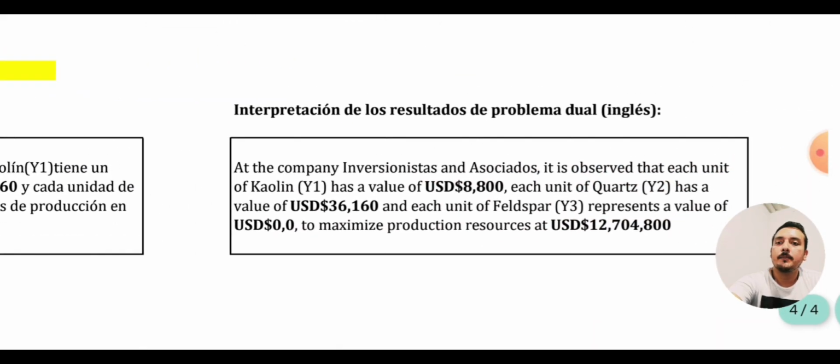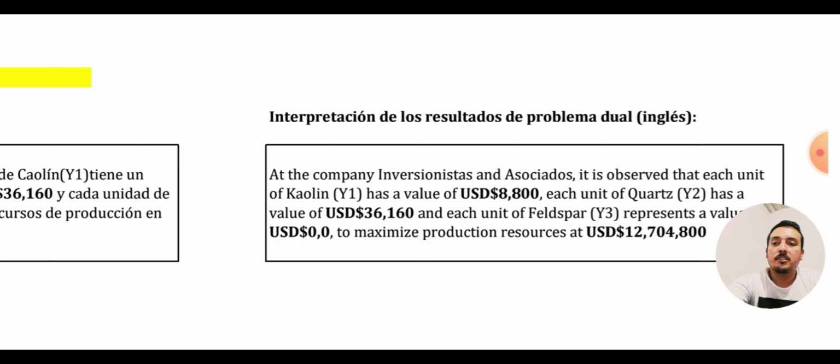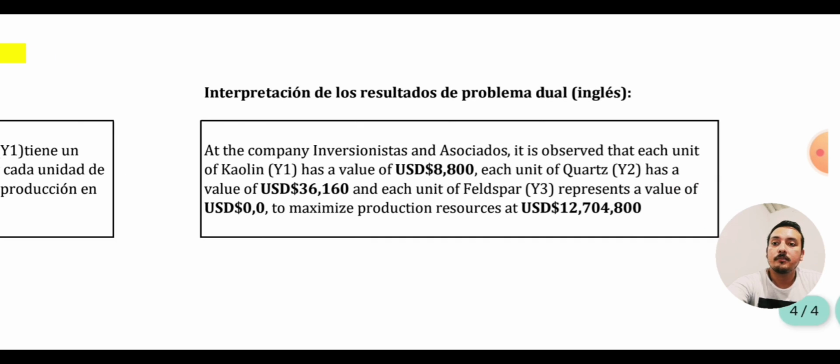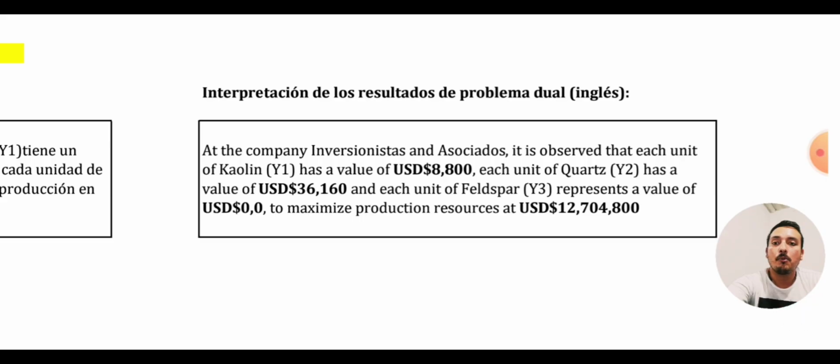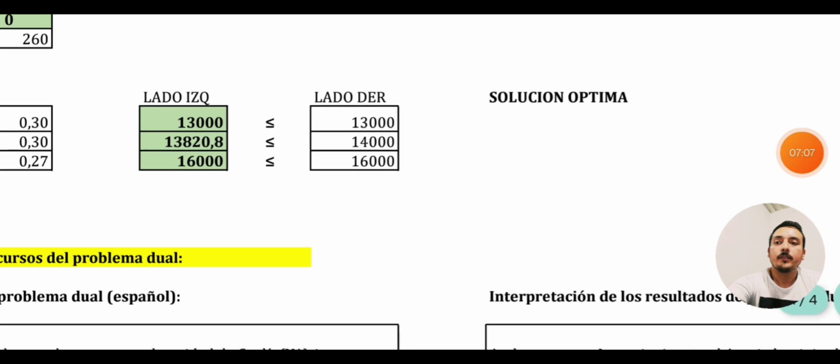For the company Inversionistas y Asociados, it's observed that each unit of kaolin Y1 has a value of $1,000, each unit of quartz Y2 has a value of $36,160, and each unit of feldspar Y3 represents a value of $0.